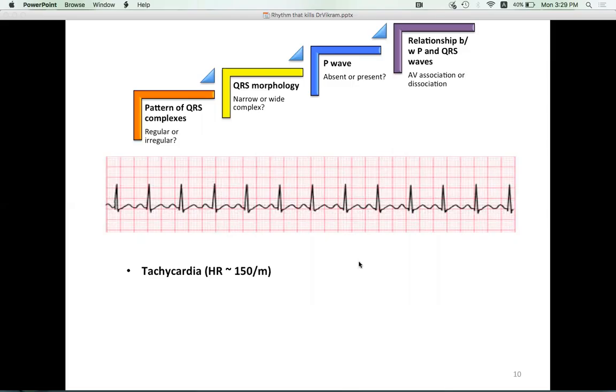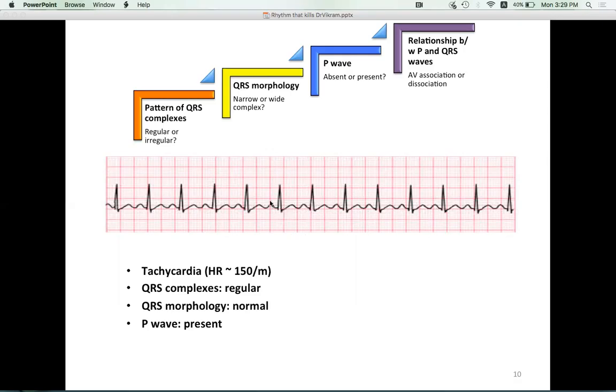We can calculate easily. You can see there are two large boxes between the two R waves. So 300 divided by two large boxes, it is roughly 150 beats per minute. So it's a tachycardia. QRS complexes are occurring at a regular interval. QRS morphology appears to be normal.